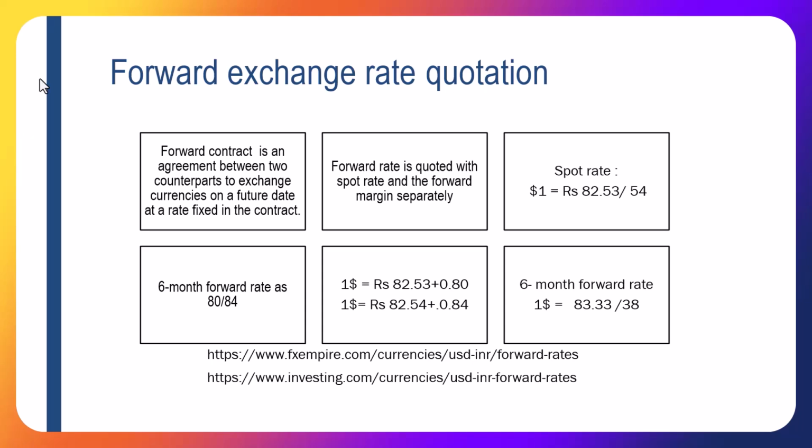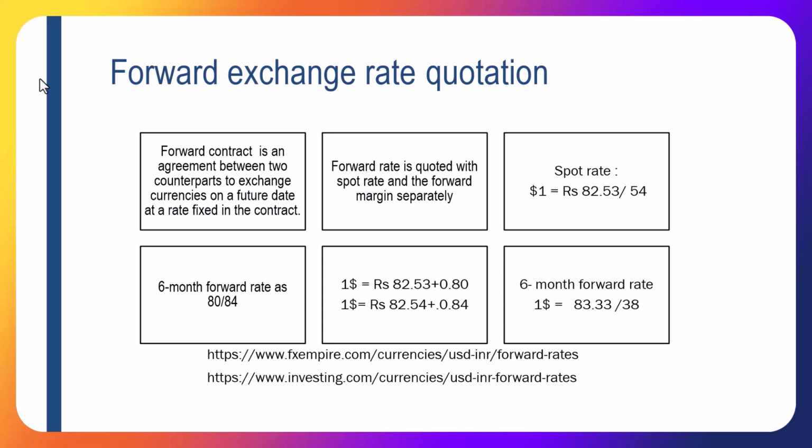Now the 6 months forward rate is given as 80.84. Which means what? These are the points, which means you can simply add them to the spot rate to arrive at the forward rate. Is that clear? So you are going to take the spot rate, add the swap points to the spot rate, and arrive at the 6 months forward rate. Is it clear to everyone? Okay, so normally it is done like that.